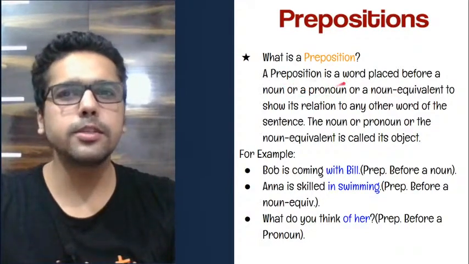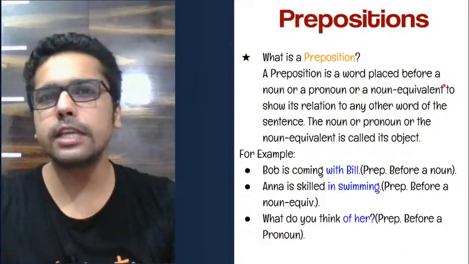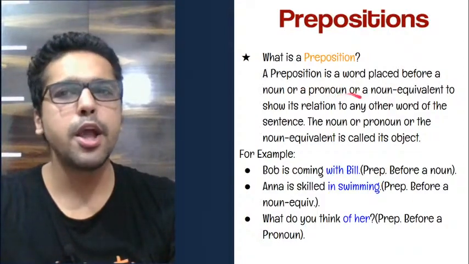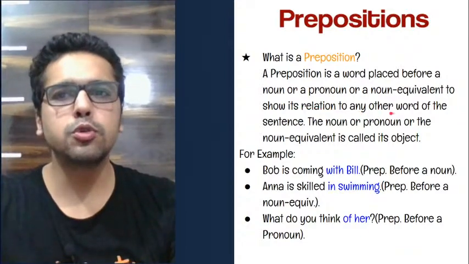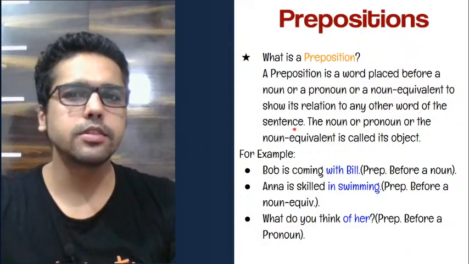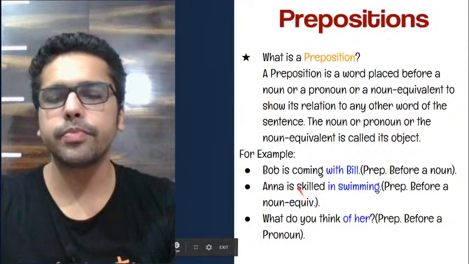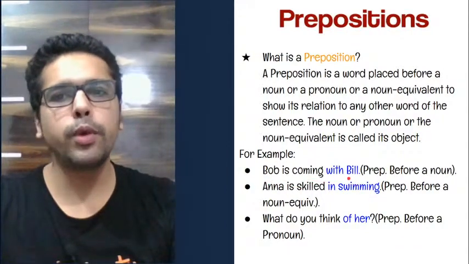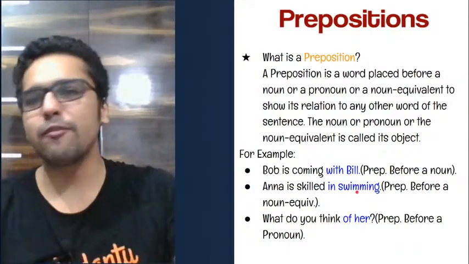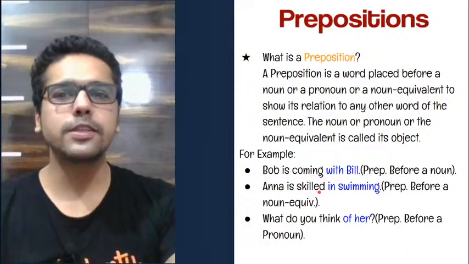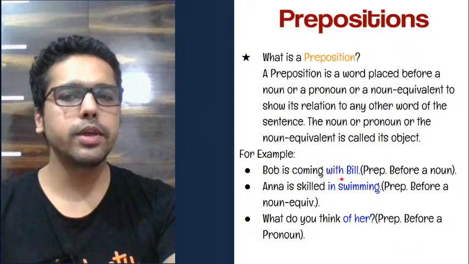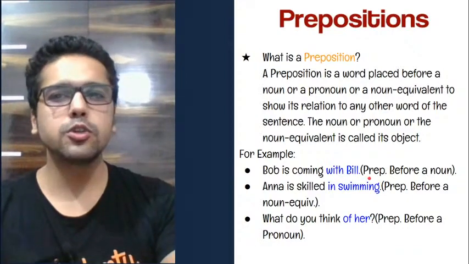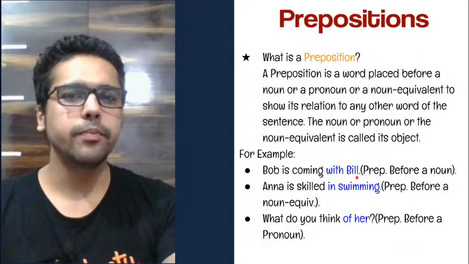A preposition is a word which is placed before a noun or a pronoun or a noun equivalent to show its relation to any other word of the sentence. Now let's understand this with an example. Bob is coming with Bill. Look at the word with, which is a preposition, and it is used before the noun Bill.